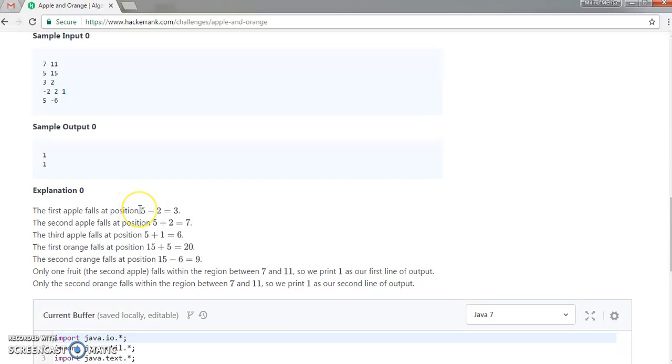So, let's first understand the explanation as well. The first apple will be at 5. What is 5? 5 is the apple tree location, and the apple's distance is minus 2. 5 minus 2 is equal to 3. The first apple got which location? Minus 2 from the tree, which means 5 minus 2 is equal to 3.